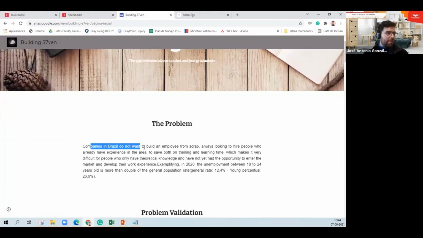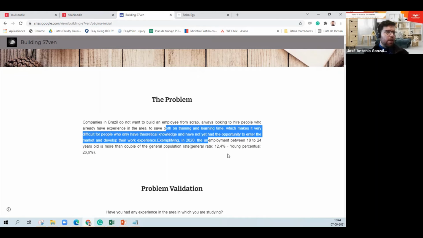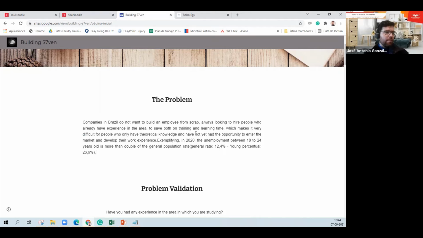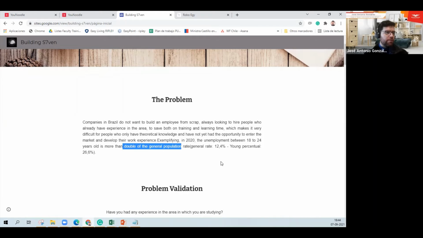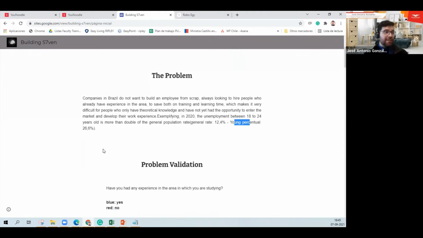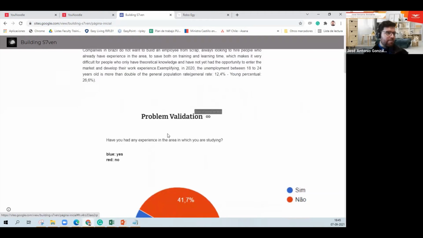The problem, companies in Brazil, okay, yes. Would like to serve on SUSCAP, okay. Theoretical knowledge, and have not yet had the opportunity to enter the market, okay. Unemployment between 18 to 24 years old is more than double the general population rate. General rate 12.4 and young percentual 26.6. Important, very important issue. They have problem validation.